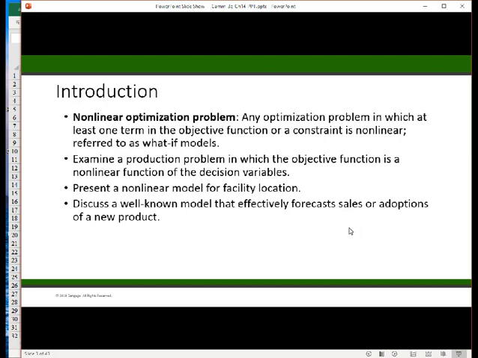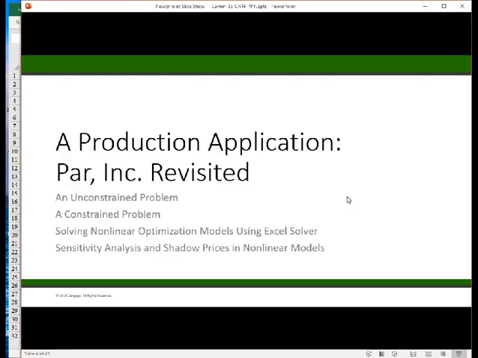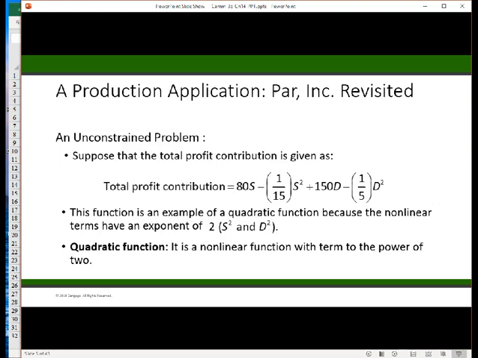We'll also look at how we might use a nonlinear model for locating facilities or locating equipment within a facility, and then take a look at a well-known model that forecasts sales or adoptions for new products. Okay, so we'll first look at a nonlinear objective function.